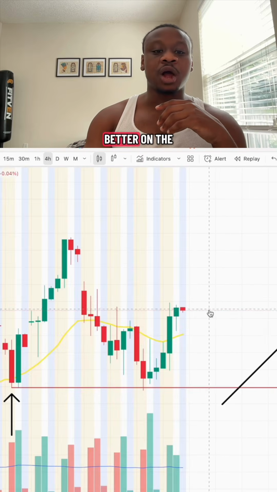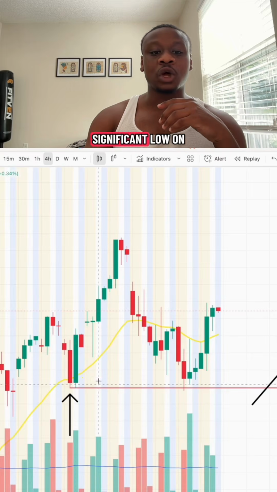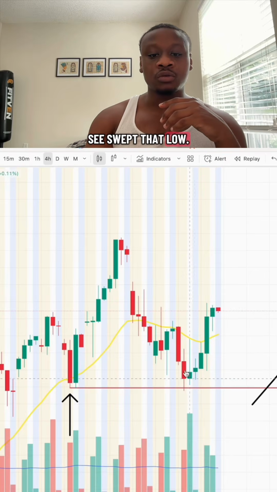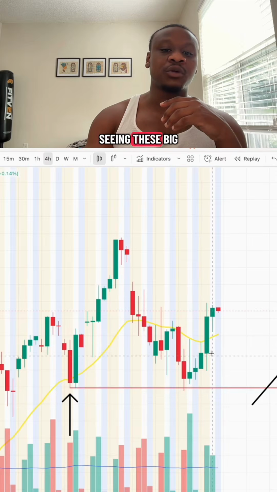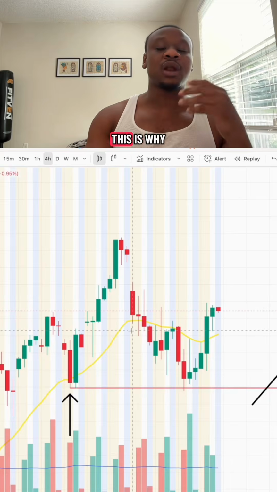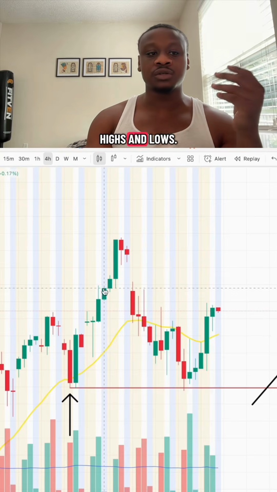This may look a little bit better on the 4-hour chart. So again, this looks like a significant low on the 4-hour chart, very easy to see. Swept that low, and then you're seeing these big green 4-hour candles in the opposite direction. So this is why you want to be paying attention to the previous week or previous day highs and lows.